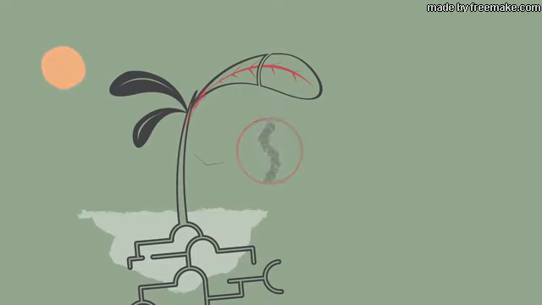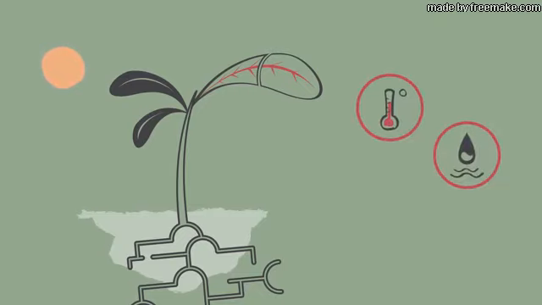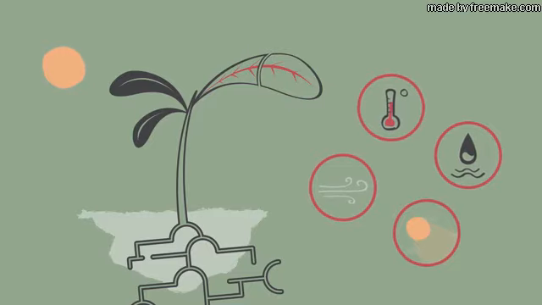But it isn't just about water. The transpiration stream also transports mineral ions that are dissolved in the water from the roots to the leaves. The transpiration rate isn't constant. There are many different factors that affect it. The environmental factors are similar to those that make you sweaty. The temperature, the humidity, but also wind and light intensity.